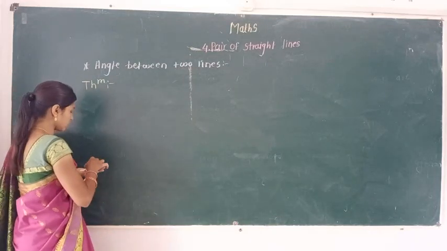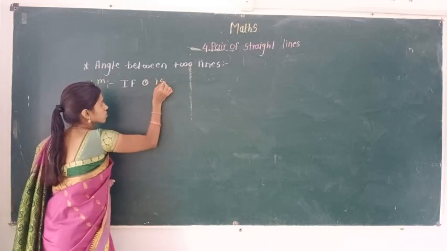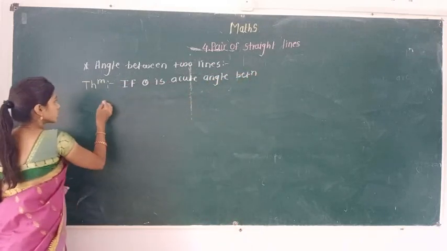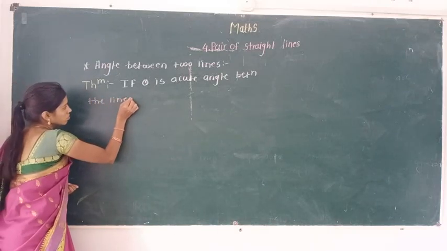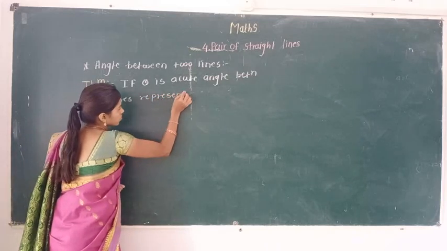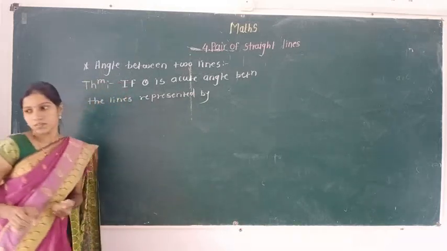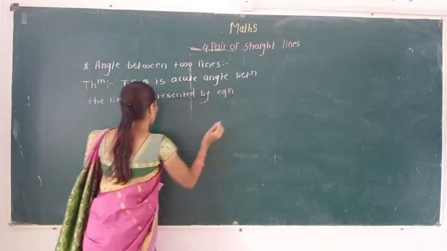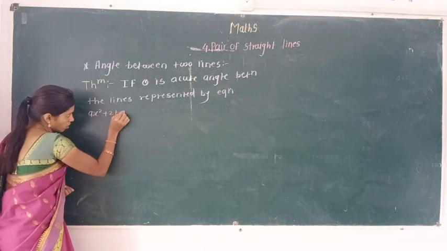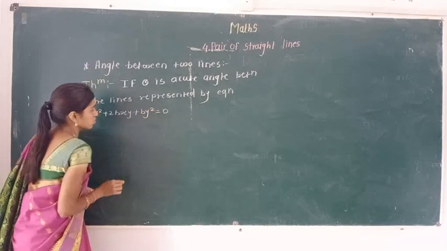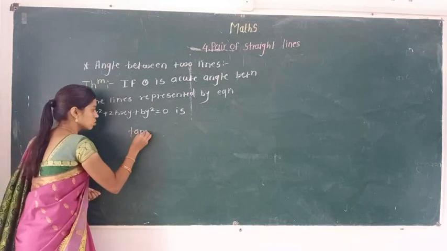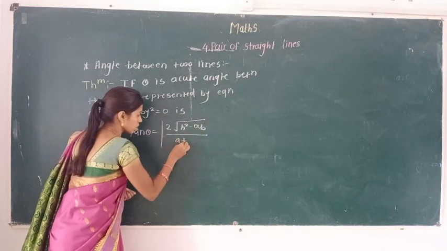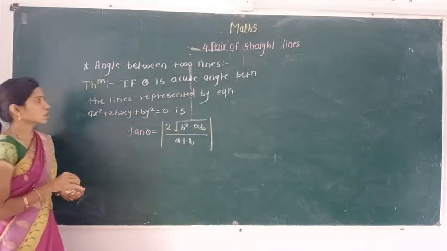Statement of this theorem is, if theta is the acute angle between the lines represented by equation ax square plus 2hxy plus by square is equal to 0, then tan theta is equal to mod of 2 root h square minus ab whole term divided by a plus b. Okay, now it is the very important theorem.